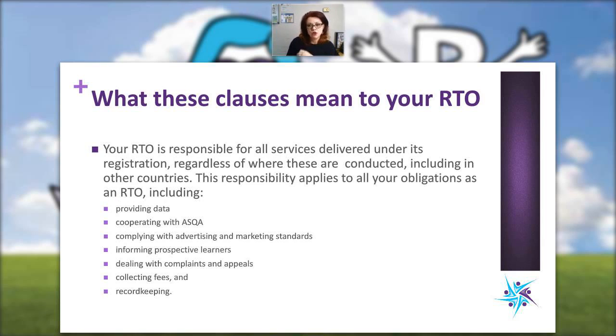Okay, so what do these clauses mean to your RTO, and what are the risks? It can be high risk. As you can see, if any of those third parties are non-compliant with the standards, that means you are non-compliant, which puts your RTO at risk of cancellation or a complaint or any other issues, it could be a cancellation of the qualification or cancellation of your registration. So it can be very high risk. So you need to ensure that you have practices and procedures in place to monitor those third parties and have it really clear with those third parties what their responsibilities are under a written agreement.